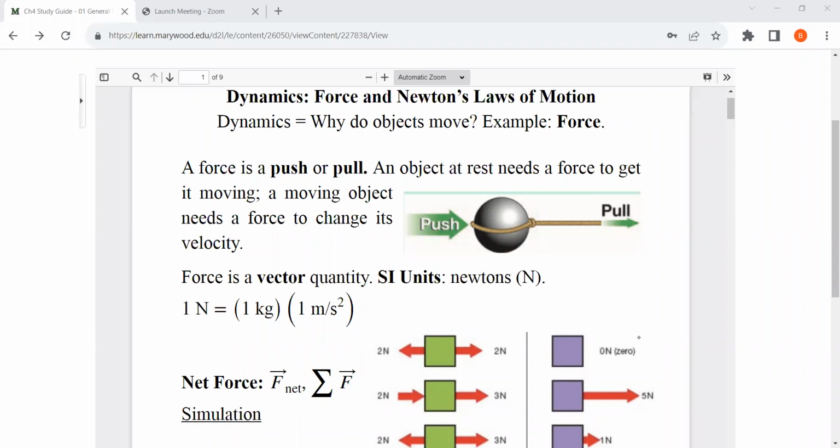All right, so let's start. Today you are going to learn about chapter 4, and chapter 4 is about force and Newton's laws of motion, and this is part of dynamics.